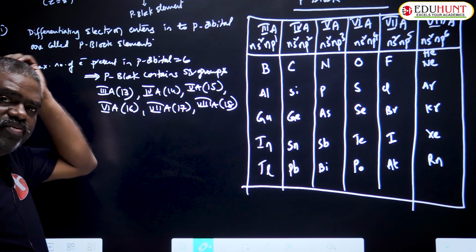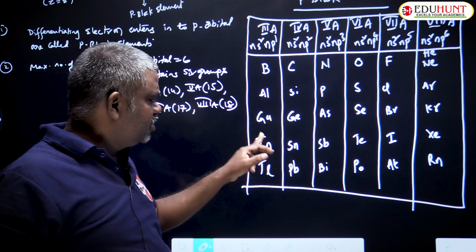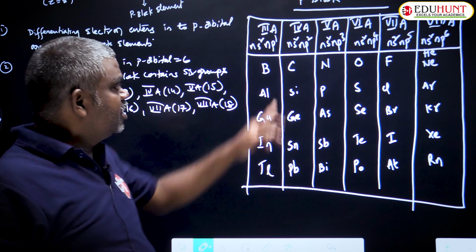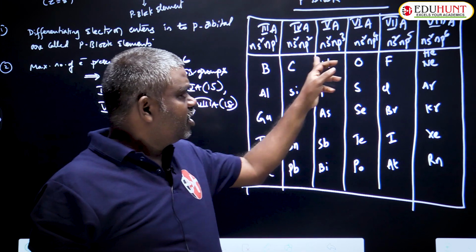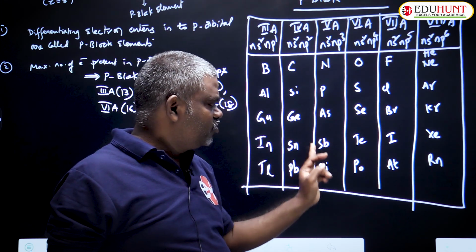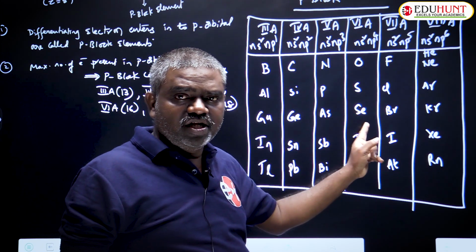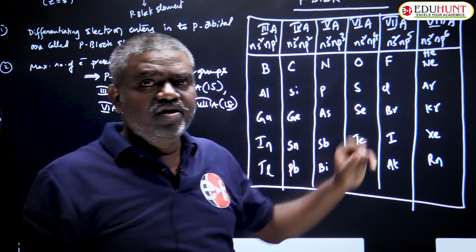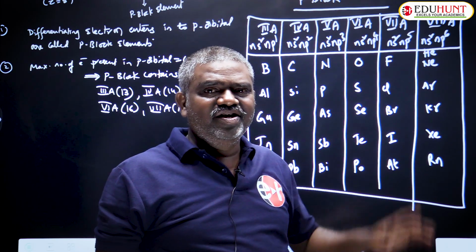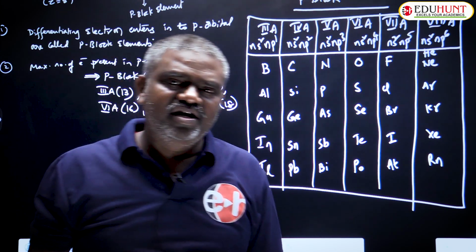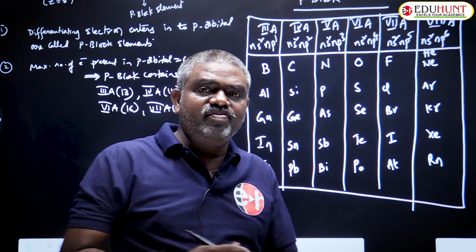The elements present in the 6 groups: 3A boron, aluminum, gallium, indium, thallium. 4A carbon, silicon, germanium, tin, lead. 5A nitrogen, phosphorus, arsenic, antimony, bismuth. 6A oxygen, sulfur, selenium, tellurium, polonium. 7A fluorine, chlorine, bromine, iodine, astatine. 8A helium, neon, argon, krypton, xenon and radon. These elements are p block elements.